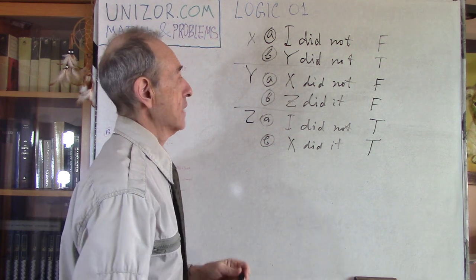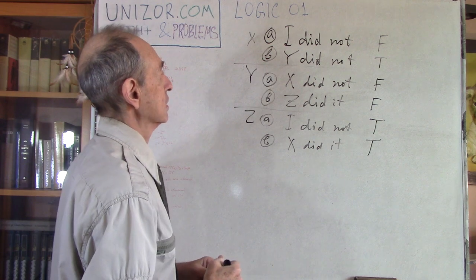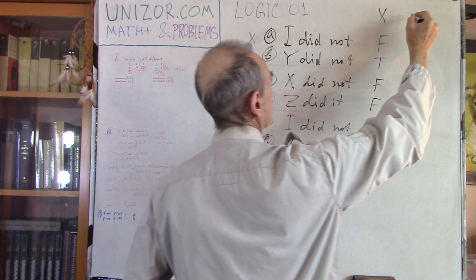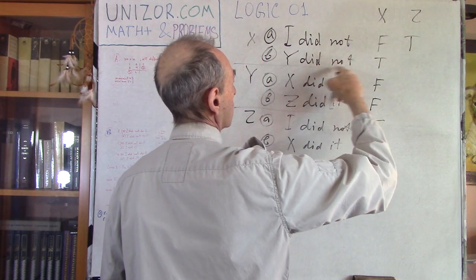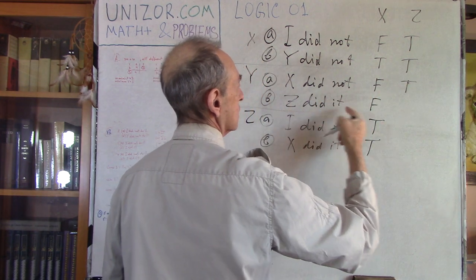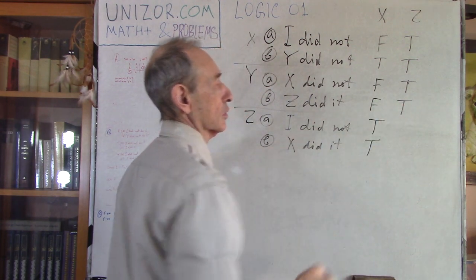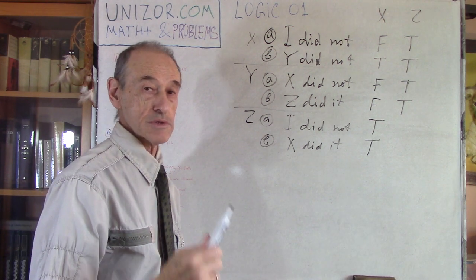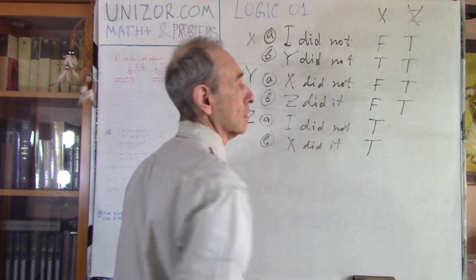X did it. Now, if we start not with X, but by chance we start with Z, for example, what would be in this particular case? Well, let's do it with Z. So this is if we assume X. What if we assume Z? I did not, that would be true. Y did not, that would be true. X did not, that would be true. Z did it, that would be also true. And now we already have a contradiction, because we have two people who said both truths, and we have only one person who said twice truth. Another person said twice lie, and the third person one lie and one truth. So this is already out.